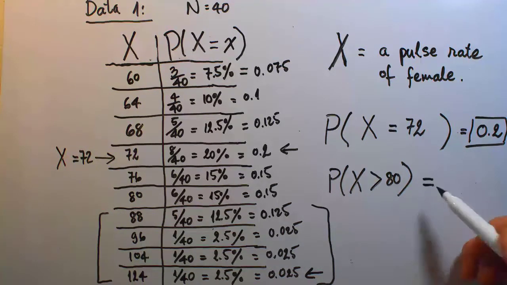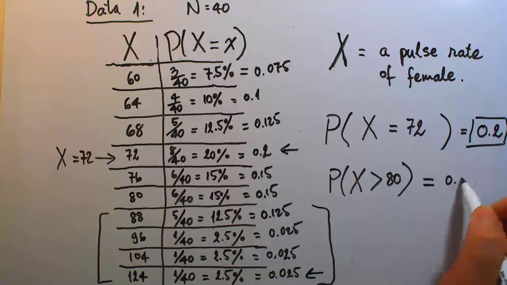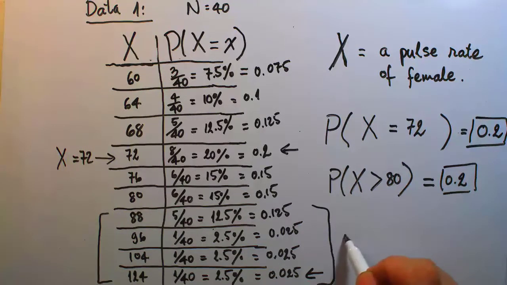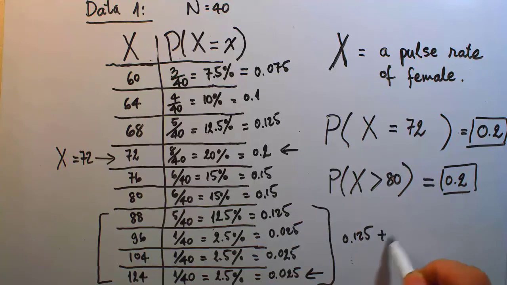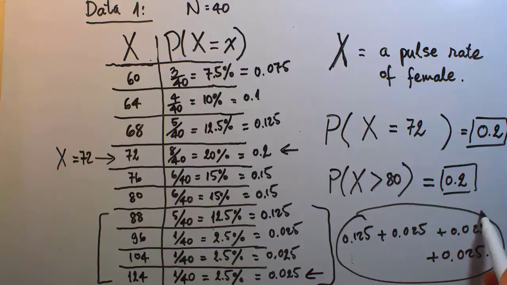And so that equals a 0.2 probability. It simply came out of 0.125 plus 0.025 plus 0.025 and plus the last 0.025. But that's how we ended up with that answer here.